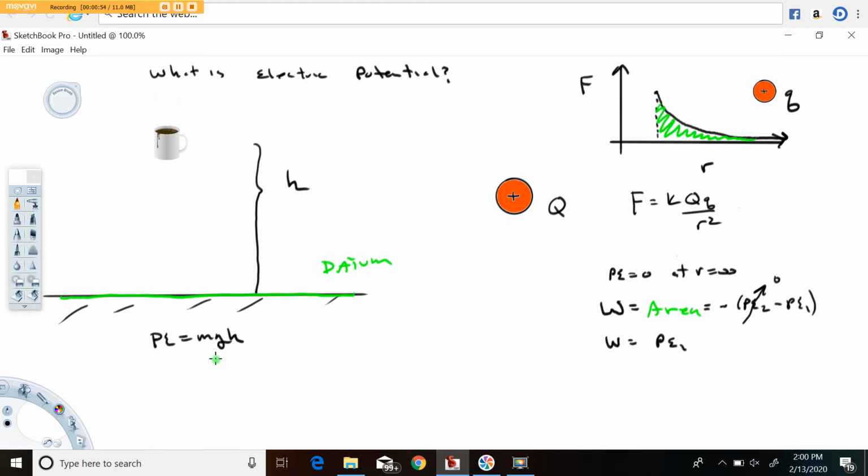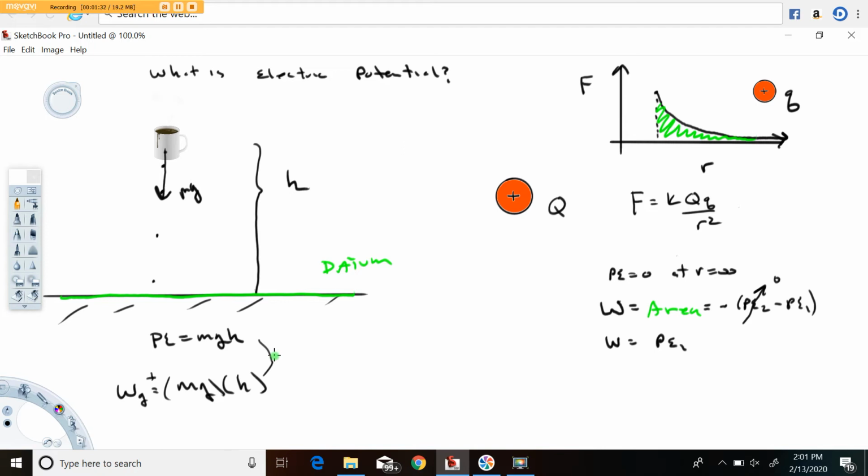Now, the gravitational force on this cup is down equal to mg. And if I imagine the cup being dropped and accelerating down until it hit the ground, the work done by gravity would be the force mg times the distance h. And that work would be positive because anytime the force is in the direction of motion, in this case the cup's moving down, and the gravitational force is down, then the work done is positive. Now you'll notice that these are the same expression.